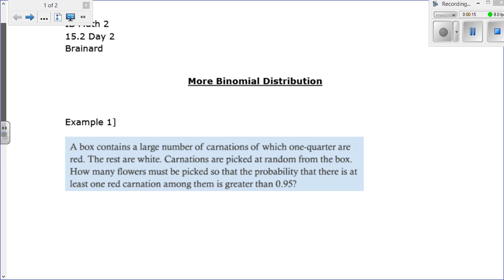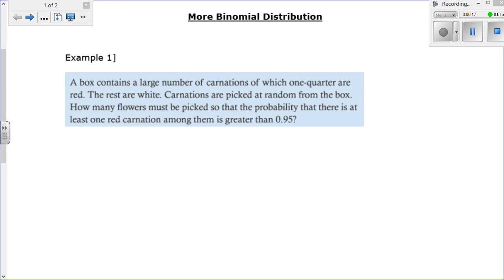So for example 1, a box contains a large number of carnations, of which 1/4 are red, the rest are white. Carnations are picked at random from the box. How many flowers must be picked so that the probability that there is at least one red carnation among them is greater than 0.95?